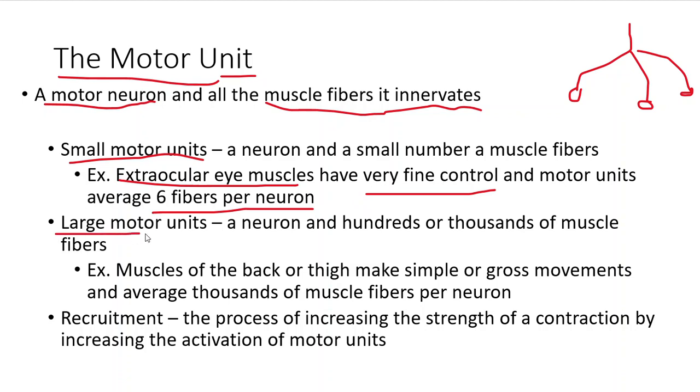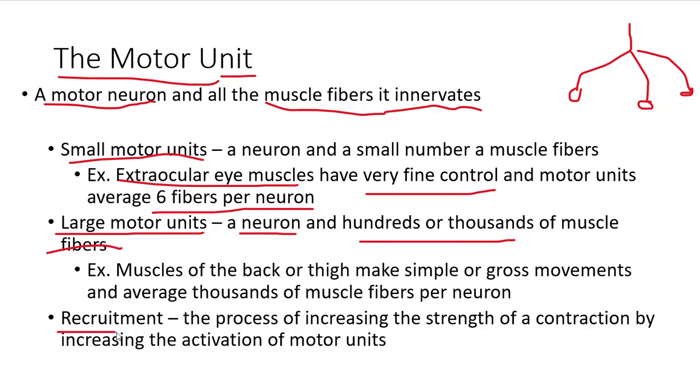Large motor units, such as the ones in the big thigh muscles, well, a single neuron innervates hundreds or thousands of muscle fibers. These guys are not required to do any kind of fine movements. All they have to do is do a big contraction.